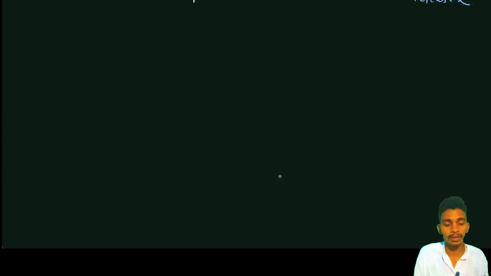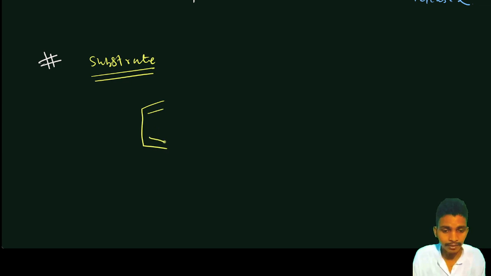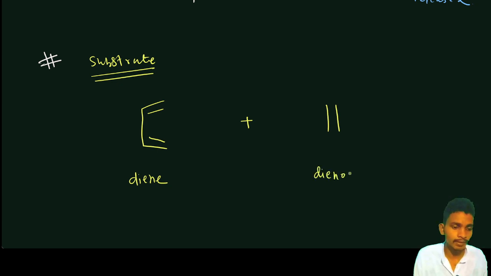Okay. So now, moving next to the substrates, because the substrate is very important in the case of any pericyclic reaction. We should understand the substrates. So what are the substrates here? The substrates for these pericyclic reactions are the diene, and the other is the dienophile.